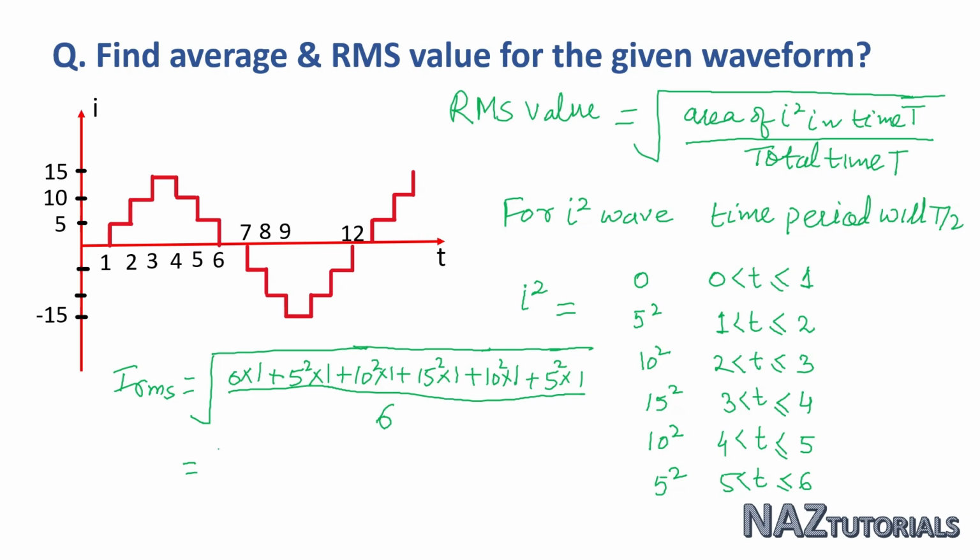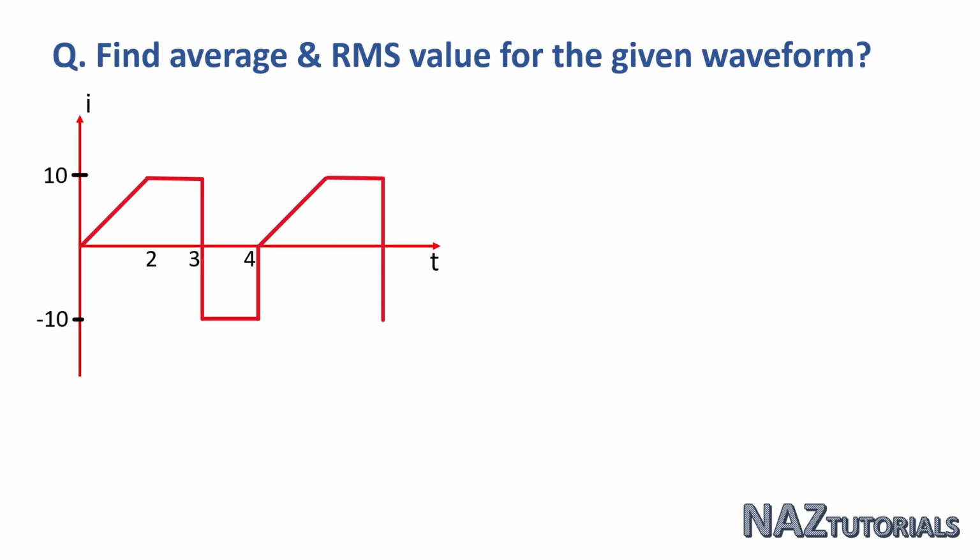Now calculate this RMS value. It is the square root of 475 divided by 6, and if you calculate this value, that is 8.89 ampere. This is the solution for symmetrical type of waveforms. Let's analyze the average and RMS value of this waveform.